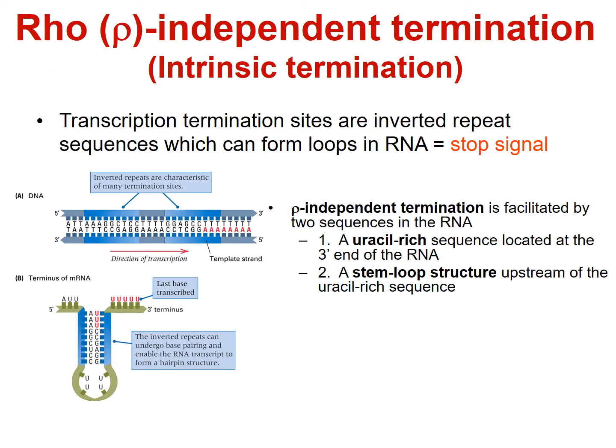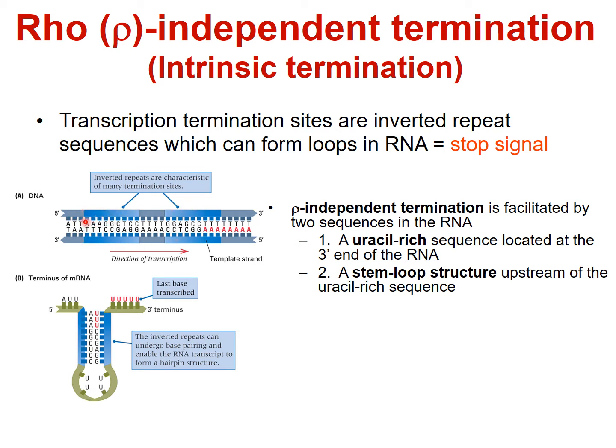Now, there's another form of termination. This is called rho-independent termination, or oftentimes it's called intrinsic termination. There are transcription termination sites throughout the genome at the ends of operons. And these are simply inverted repeats. So what does that mean? It means if you look at this sequence here, this is the DNA sequence.